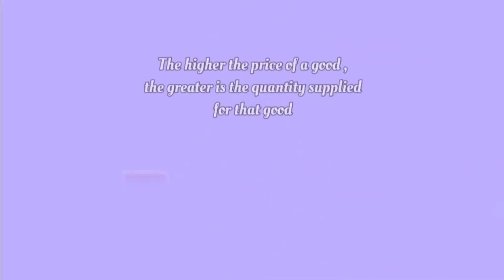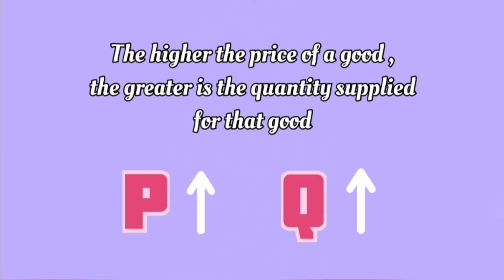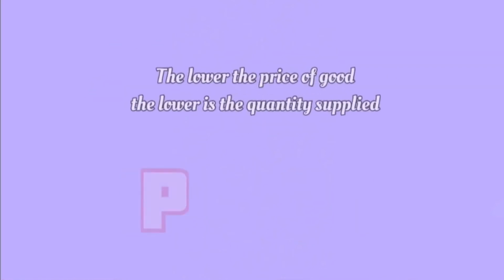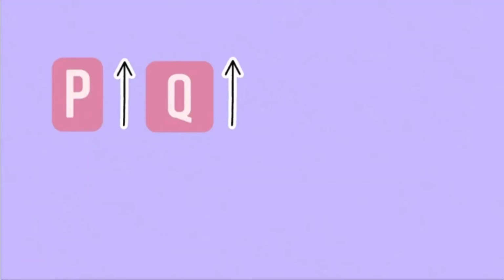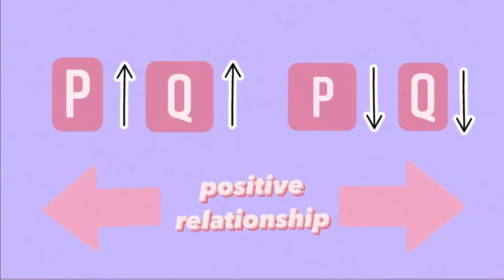Let's move on to the law of supply. The higher the price of a good, the greater is the quantity supplied for that good. The lower the price of a good, the lower is the quantity supplied, ceteris paribus. So it is a positive relationship.